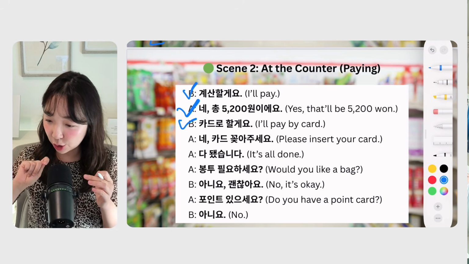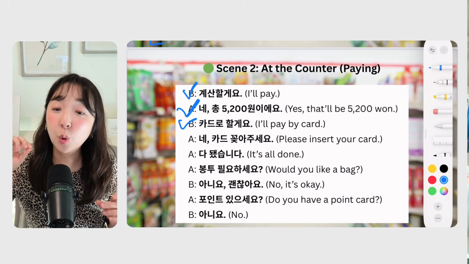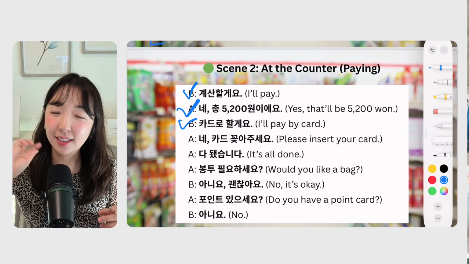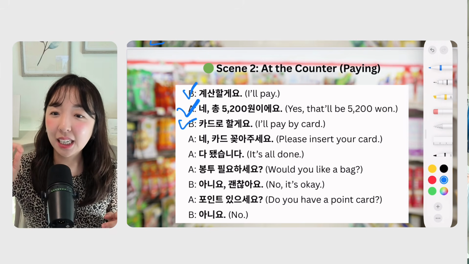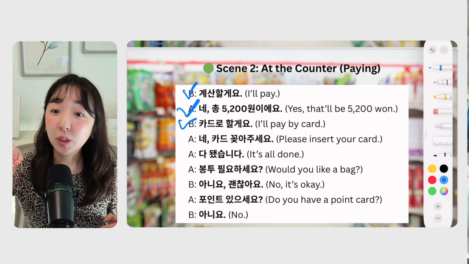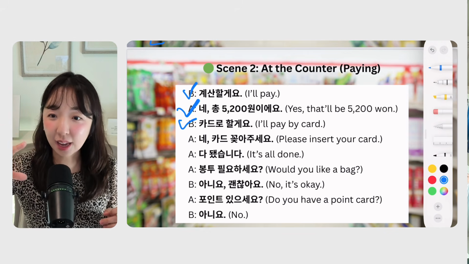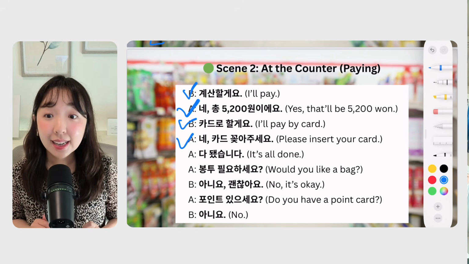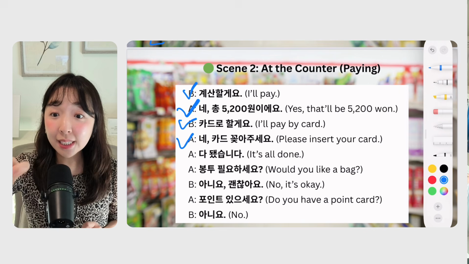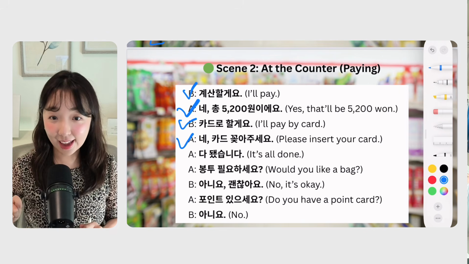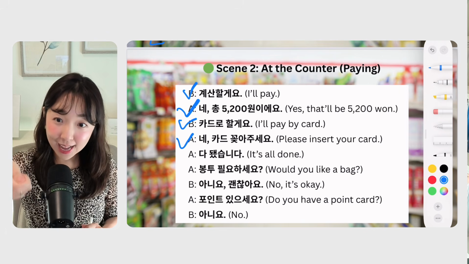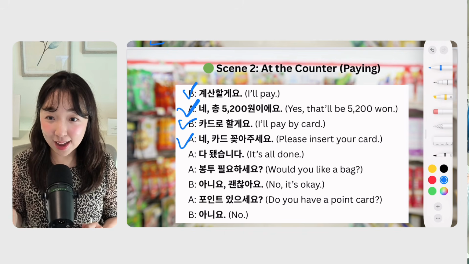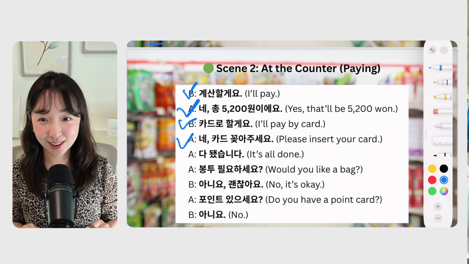Next, they're going to ask you to insert your card. To insert or to stick in something, we use the verb 꽂다. That's double ㄲ, so you have to really have that ㄲ sound, like ski. 꽂다. Okay, keep that in mind for the next line. 네, 카드 꽂아주세요. Please insert your card.